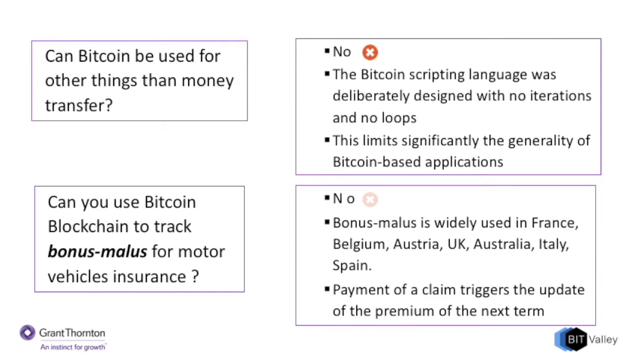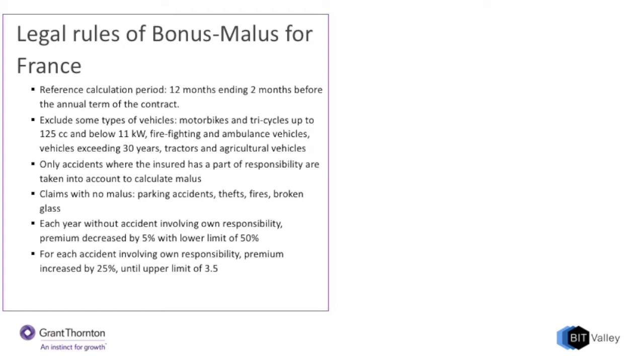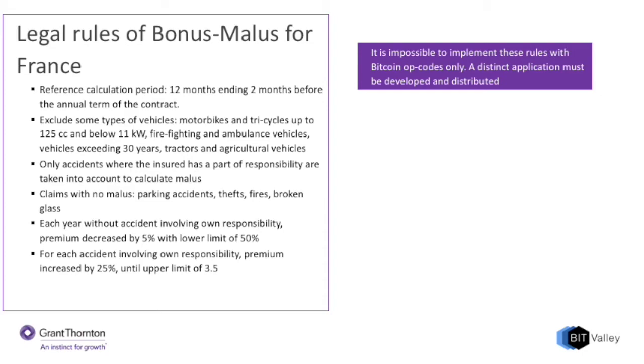Bonus malus is widely used in the EU and UK, where the payment of a claim triggers the update of the premium of the next term. Here is an example of legal rules of bonus malus for France. Reference calculation period: 12 months ending 2 months before the annual term of the contract. Exclude some types of vehicles: motorbikes and tricycles up to 125 cc's and below 11 kilowatts, firefighting and ambulance vehicles, vehicles exceeding 30 years, tractors, and agricultural vehicles.